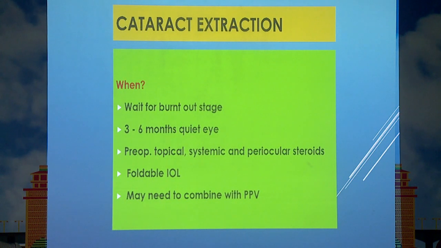When do we go for a cataract operation in these cases? We wait for the burnt out stage to come, not in the active stages of the disease, usually 3 to 6 months when the eye is quiet. Preoperatively, topical, systemic and periocular steroids are to be given to avoid further inflammation in the post-operative phase. Foldable IOLs are recommended and may need to be combined with pars plana vitrectomy if there are vitreous membranes and opacities.